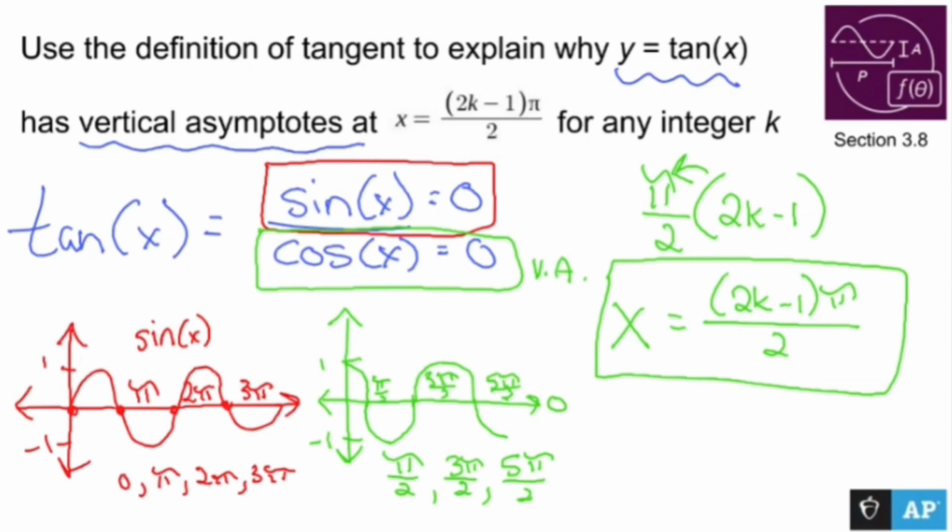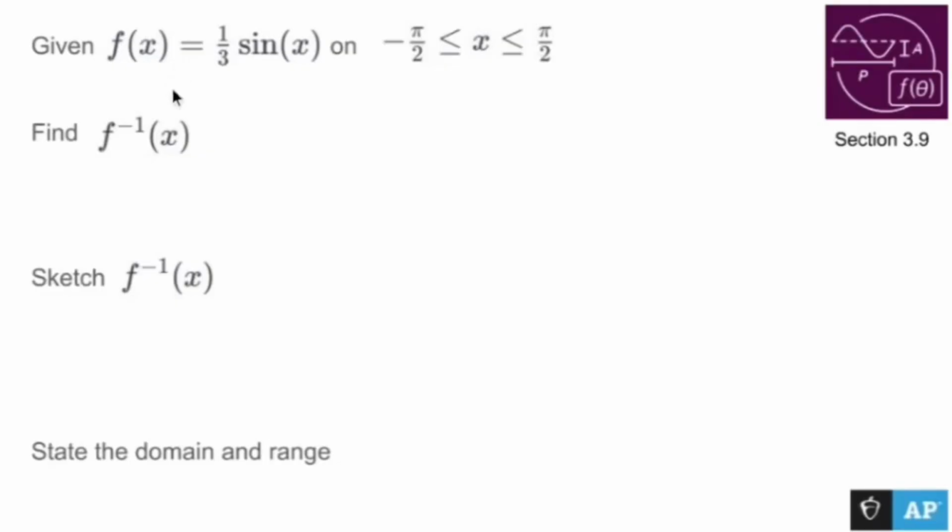Fun! Given f of x equals 1/3 sine x on x being between pi over 2 and negative pi over 2, find its inverse, and then sketch the inverse, and then state the domain and range. Well, this is going to be great. All right, let's find the inverse.